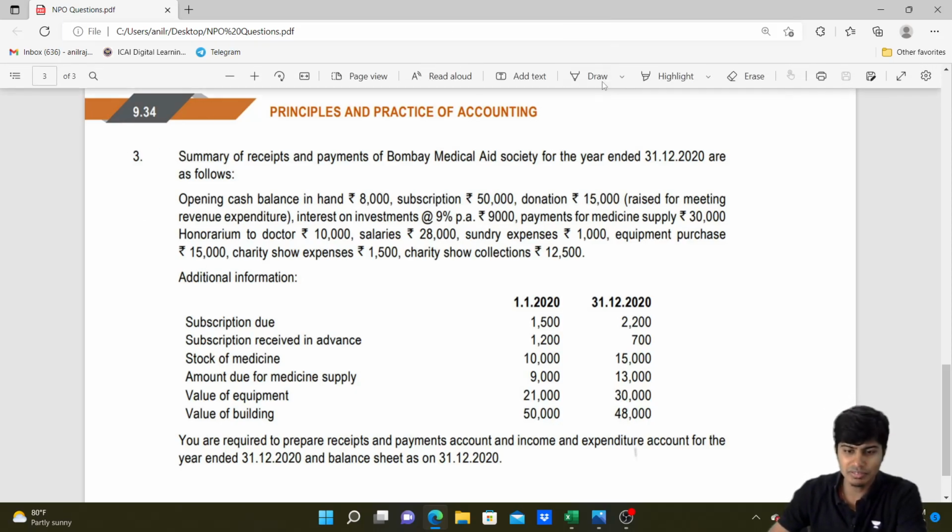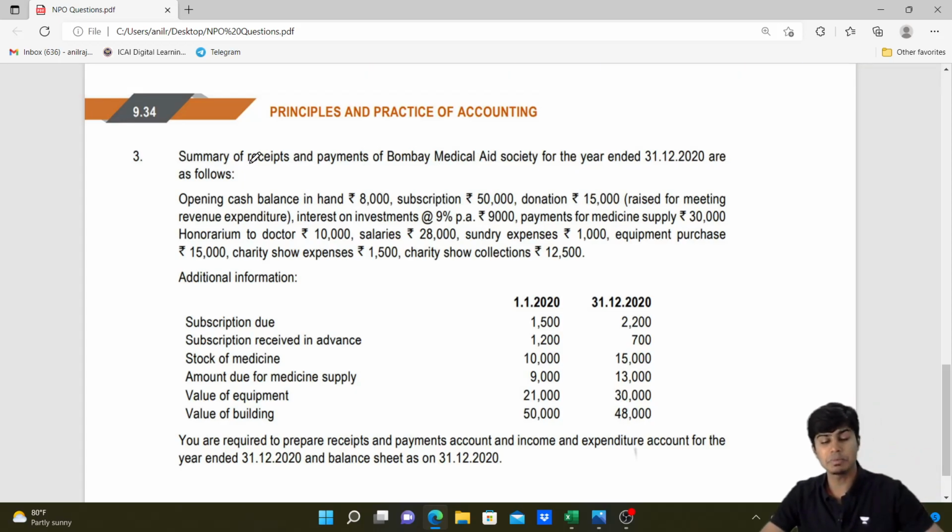So let's read the question. The question goes like, the summary of receipts and payments of Bombay Medical Aid Society for the year ended 31st of December 2020 are as follows. They have not given us the receipts and payment account, but they've given a summary of receipts and payments, which means we would have to prepare the receipts and payment account.